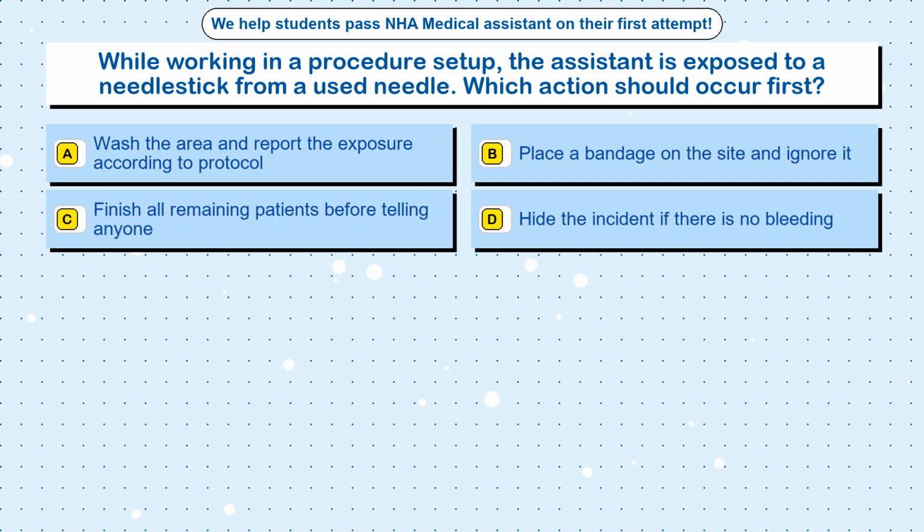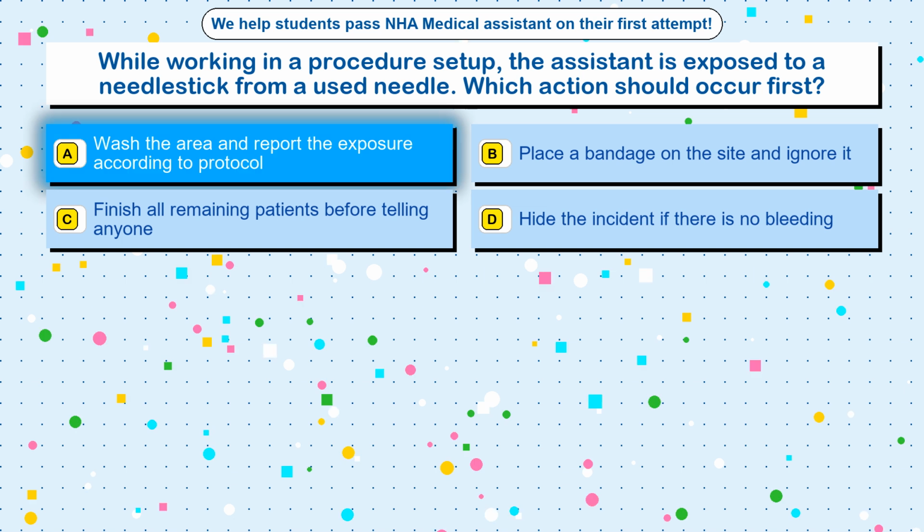Question 90. While working in a procedure setup, the assistant is exposed to a needle stick from a used needle. Which action should occur first? Option A, wash the area and report the exposure according to protocol. Option B, place a bandage on the site and ignore it. Option C, finish all remaining patients before telling anyone. Option D, hide the incident if there is no bleeding. The correct answer is option A.